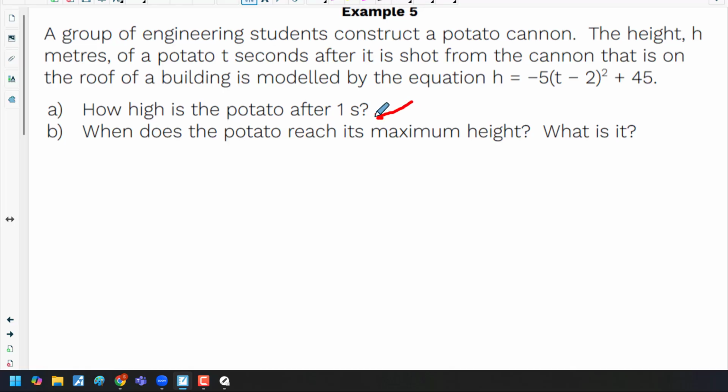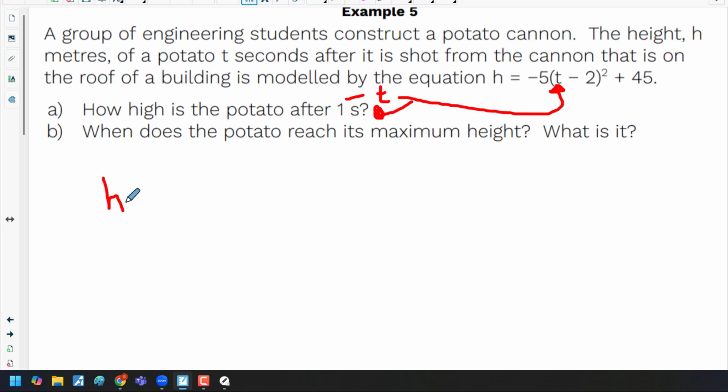This is simple. When you're given an equation, and the question is asking how high the potato is after 1 second, it gives you 1 second as your time. You can just plug that in there. This is how functions work. You plug in one of the variables, you solve it, and you get the other variable.